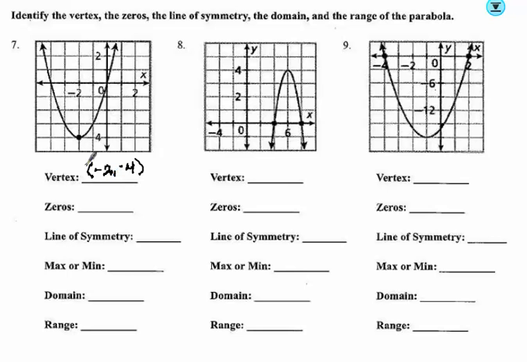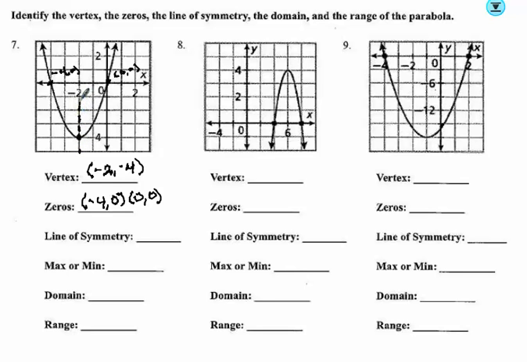Okay. The zeros are the points where it is crossing the x-axis. So we have 2 here. So this one is (-4, 0), and (0, 0). So we write those in, (-4, 0) and (0, 0).